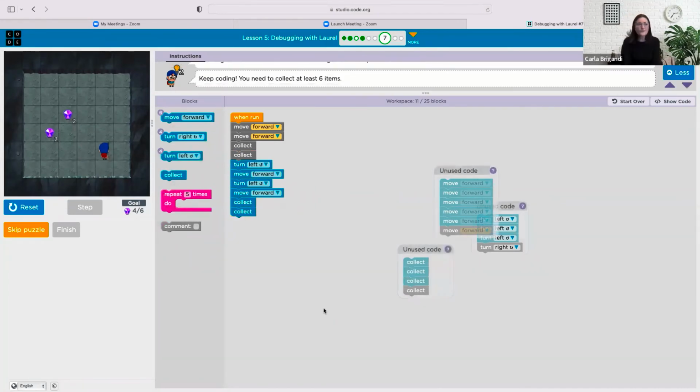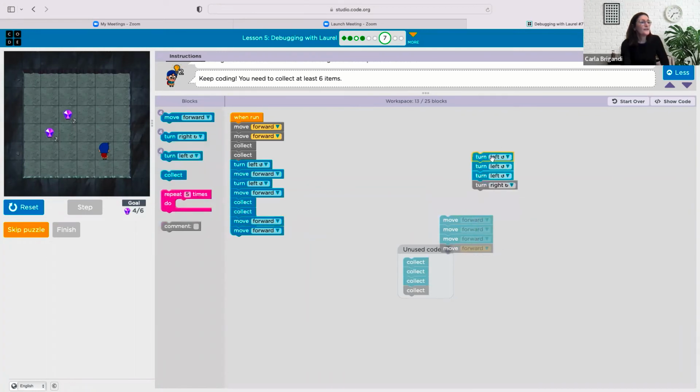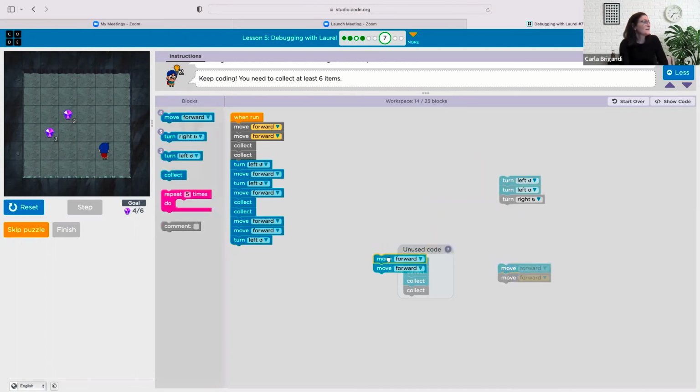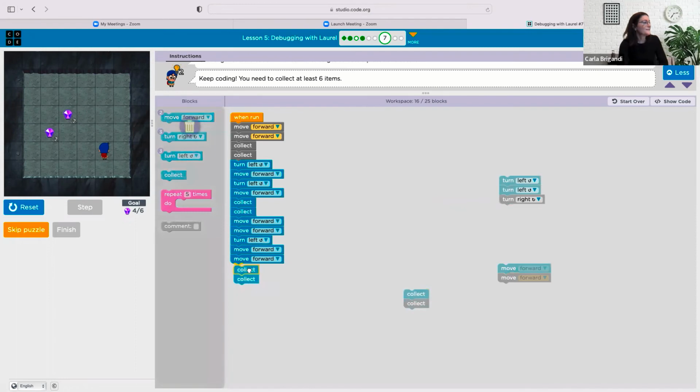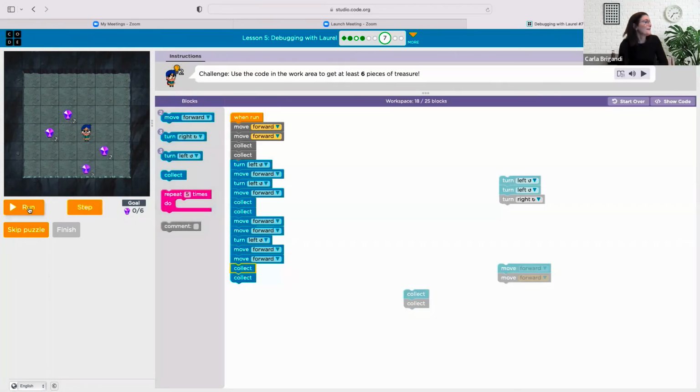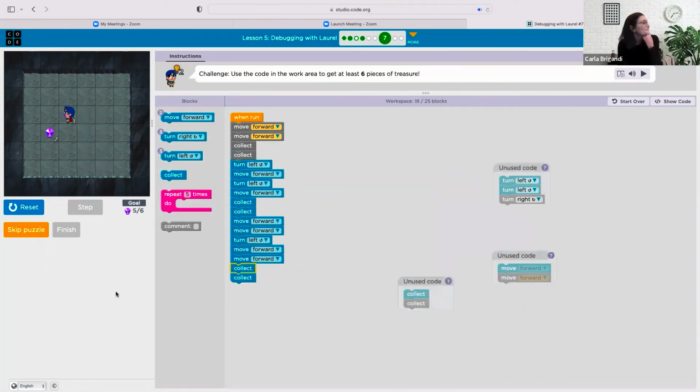Looking good so far. Now, move forward 1, move forward 2. Turn left again. 1, 2, left. Move forward 2 more spaces. And collect 2 jewels. Again, I'm going to reset and I'm going to run it.